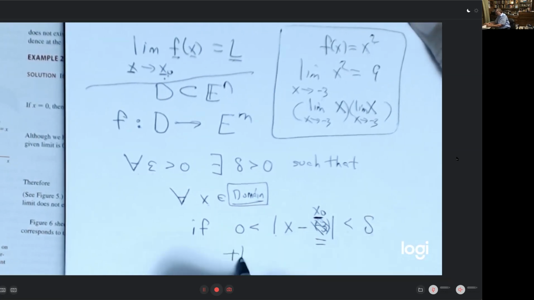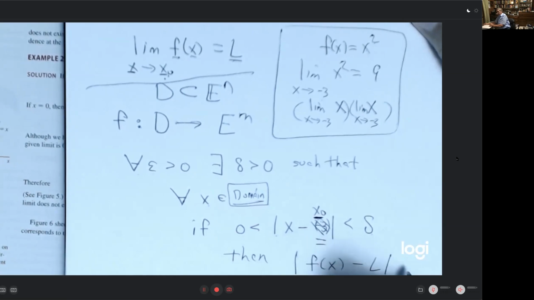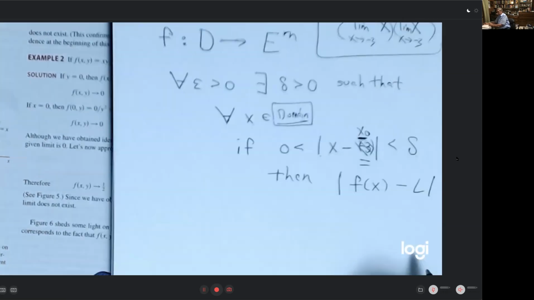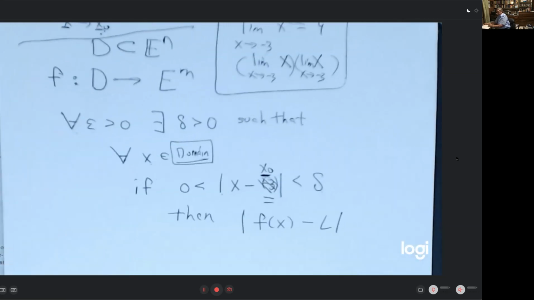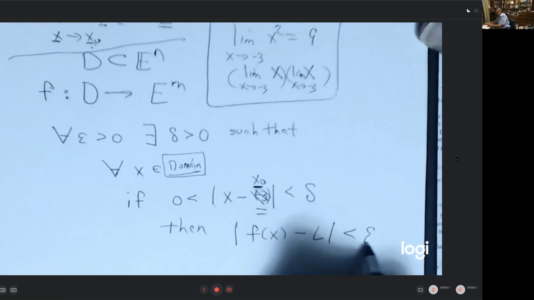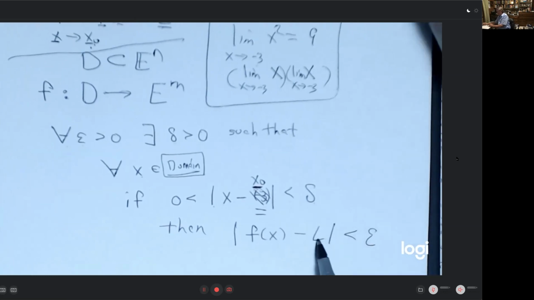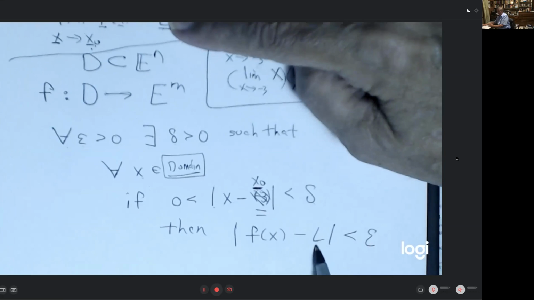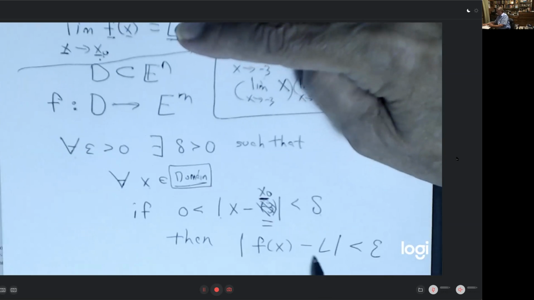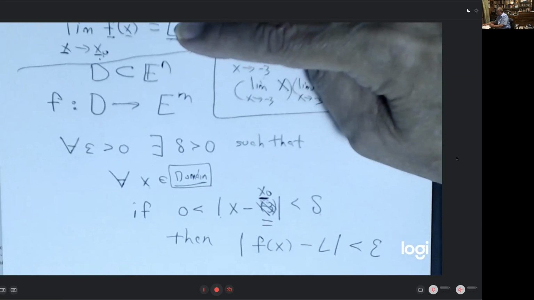And if-then sentences have thens, and that says that the distance from f of x to L is less than epsilon. This says that f of that x I picked, its distance to this number L that I'm claiming is the limit, the distance between them is less than epsilon.